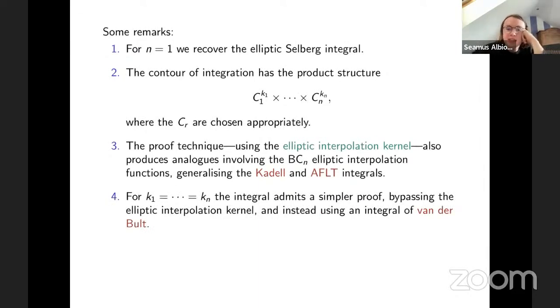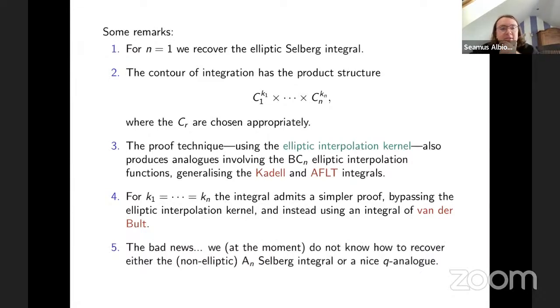Another interesting thing that happens at the elliptic level is that if all the Ks are equal, so remember the first vertex was less than or equal to the second vertex in the number of variables and so forth, if you have the same number of variables at each vertex, all these Ks equal, then there's an integral of Van de Bult, which essentially does it all for you. You can integrate out essentially the first set of variables, and this isn't really true for the non-elliptic AN Selberg integral. So this allows you to give a really simple proof that only relies on the fact that the initial condition is the elliptic Selberg integral. So that's quite nice.